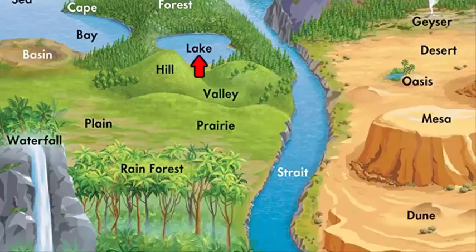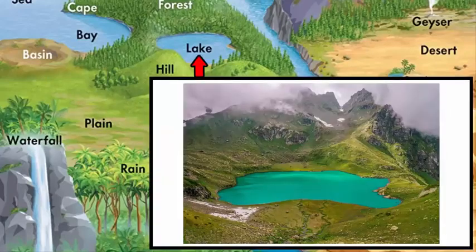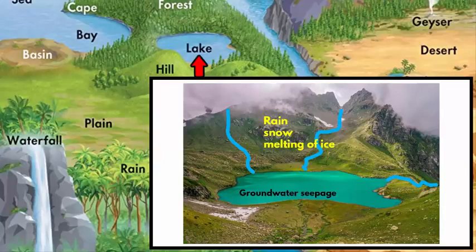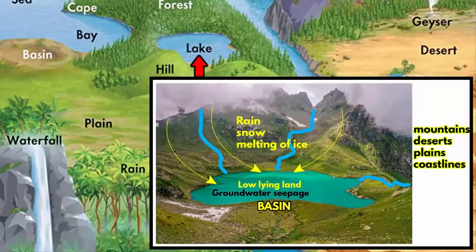The next one is lake. A lake is a body of water that is surrounded by land. Most of the lakes are fed and drained by rivers and streams, which get water from rain, snow, melting ice, and groundwater seepage. That means a lake is a low-lying land, which you can also call a basin. That's how a lake will have water. Lakes are found in every kind of environment: mountains, deserts, plains, and near coastlines. Lakes are both small as well as big in size. Small lakes are often referred to as ponds, whereas a big lake can also be called a sea.